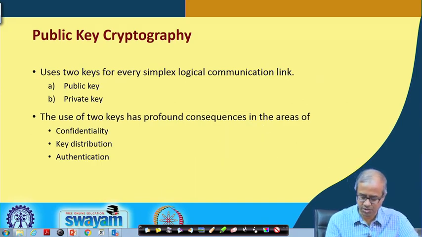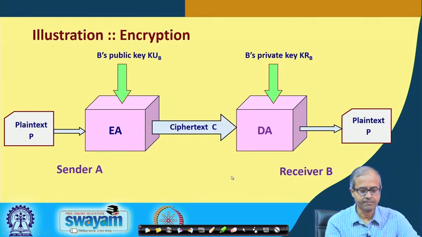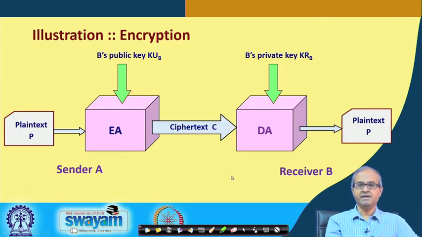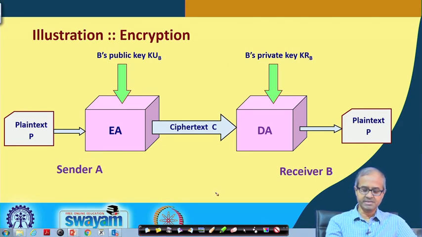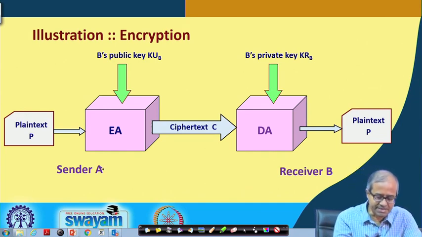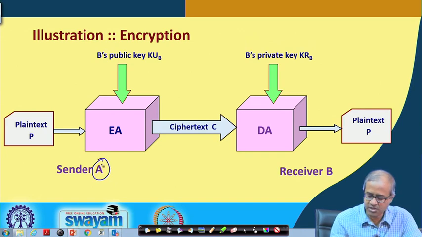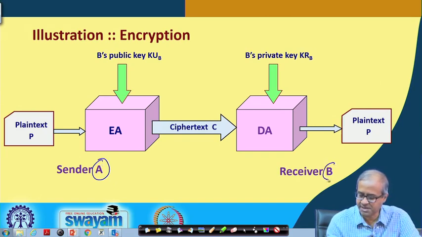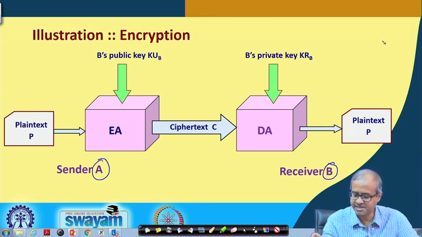Now, let us see how it works. Again, let us explain it pictorially. This is the schematic of a public key encryption system. Let us say there is a sender A which wants to securely send some data to a receiver B. The receiver B will be having a public key KUB and a private key KRB.